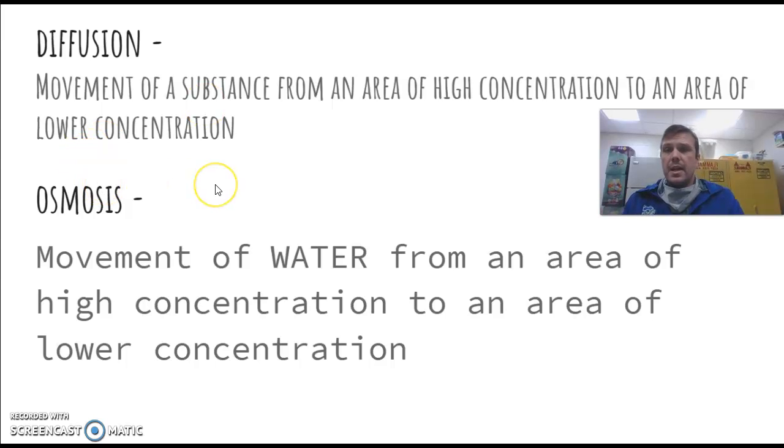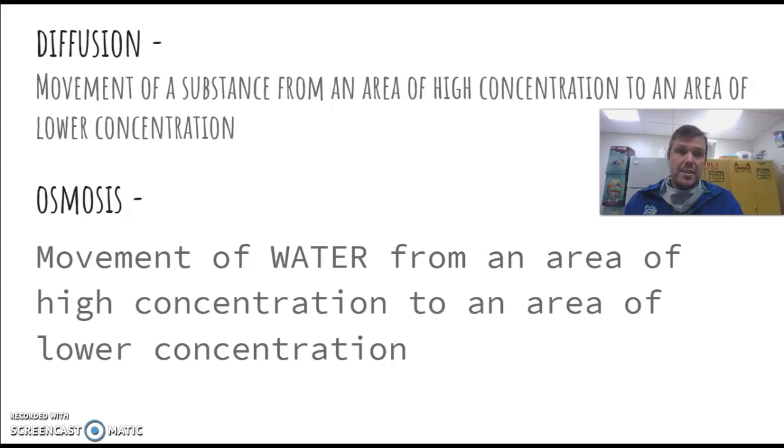Osmosis, that's the movement of water from an area of high concentration to an area of lower concentration. But it has to be through a semi-permeable membrane. So it has to be going through a plasma or a cell membrane in order for that to be called osmosis. We're actually going to do that in class, and you're also going to do a virtual experiment with that online. So that's the difference between diffusion and osmosis.